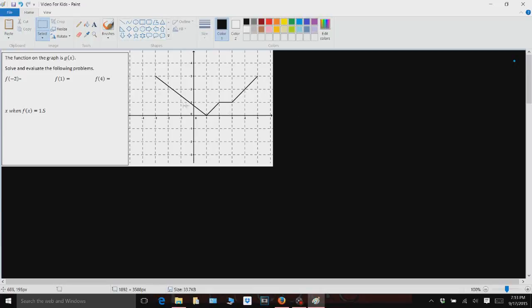Welcome Algebra 2. Today we're going to be going over how to solve and evaluate when you're looking at a graph like the one that you see here to our left.